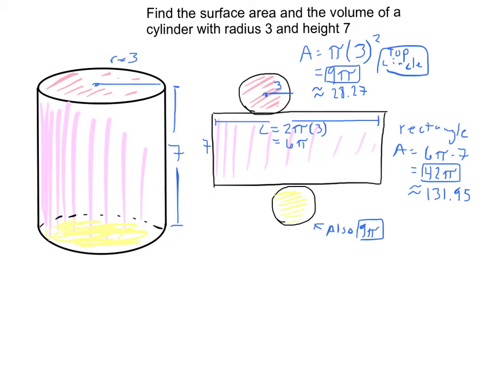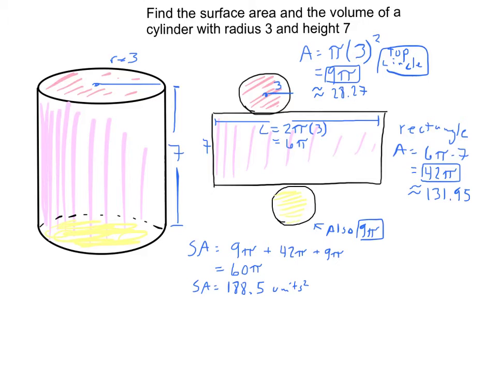And I add them all together. Top circle, rectangle, bottom circle. Get to 60 pi, and now I will convert that to a decimal. So I'm getting 188.49555, and I'm going to round to 2 decimal places, so that bumps it actually to 0.5 there. And we are talking about units squared for the surface area.